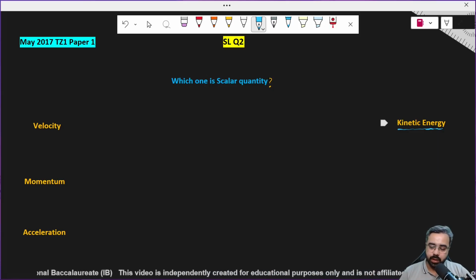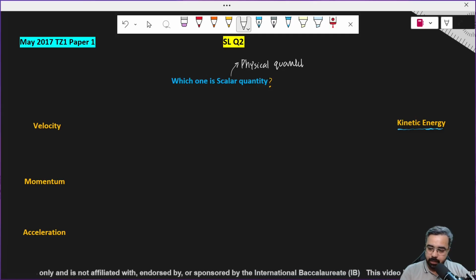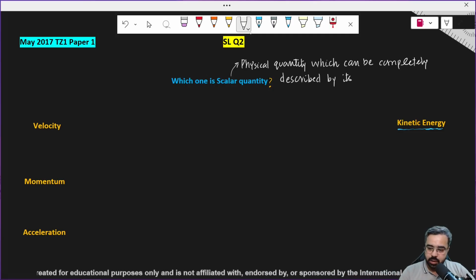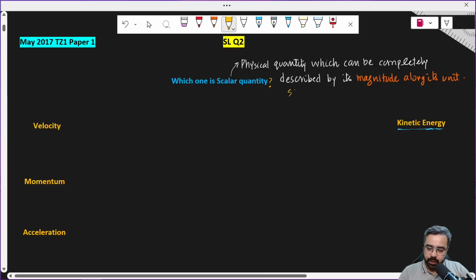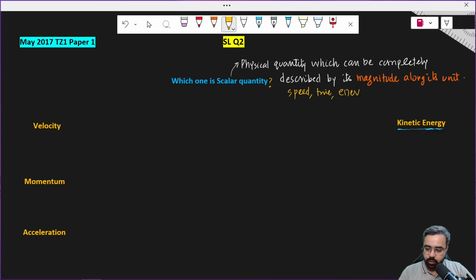A scalar quantity is a physical quantity which can be completely defined by its magnitude along with its unit. It doesn't require any direction. It doesn't have any direction. Okay, it's magnitude along with its unit. So, for example, speed, time, and all forms of energy, power, etc. are scalar quantities.